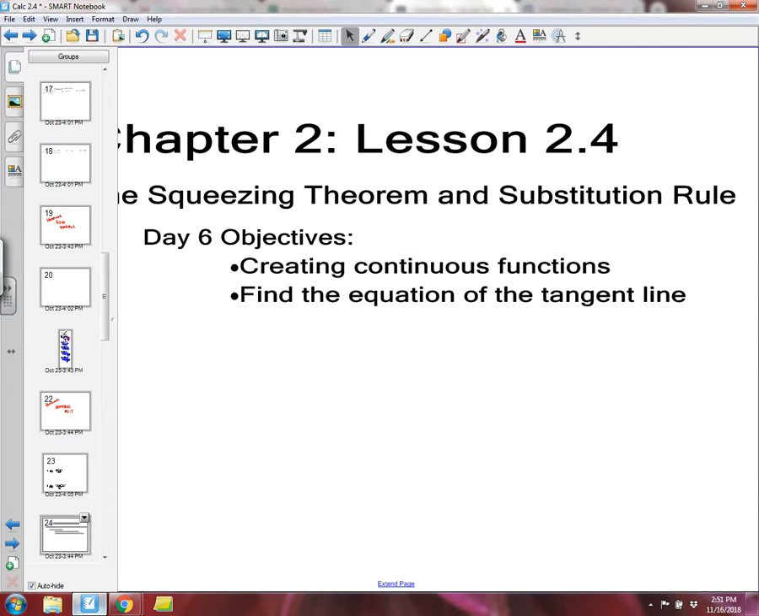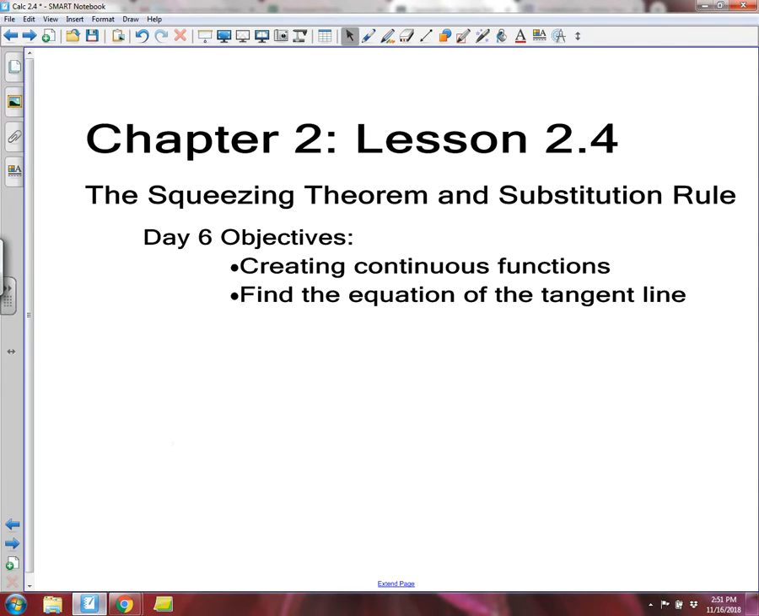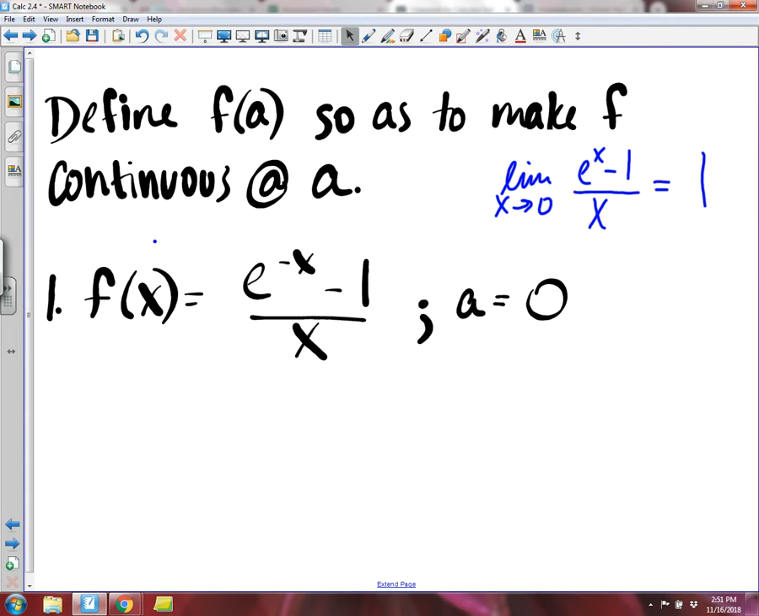Okay, so let's take a look at your notes for today. First thing I want to do is give you another identity. I need you to realize that the limit as x approaches 0 of (e to the x minus 1) over x is 1. Please add that to your sheet. You will notice that today we are going to define these functions to make them continuous.